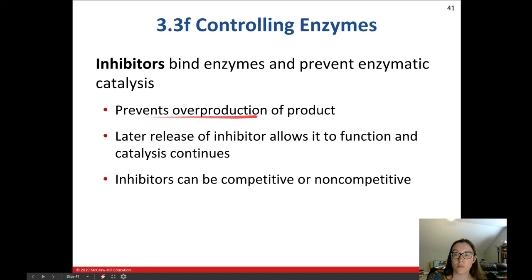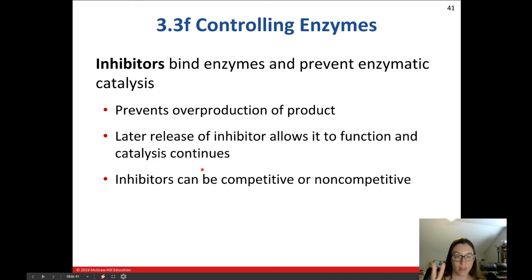And so this is important because sometimes we want the reaction to happen fast, but not all the time. Like once we have enough product, we can kind of turn off that assembly line, right? We don't need to keep making more products. Usually the inhibitor binds to the enzyme for a little while, and later it can release, and that will let the enzyme work again. So when it's bound, we turn the enzyme off, and when it is not bound, we can turn it back on again.